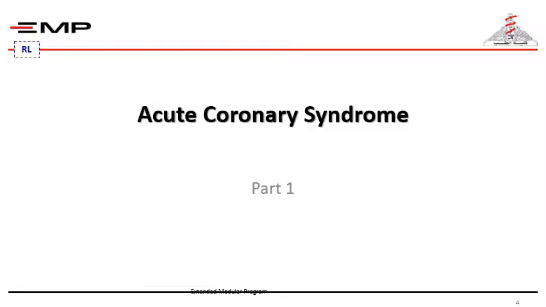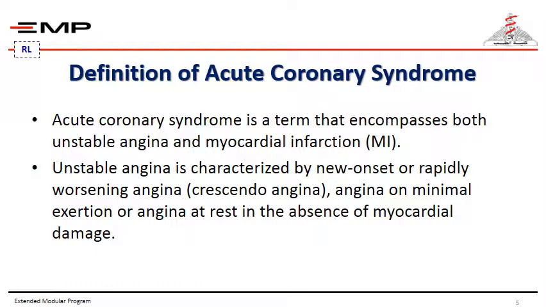Acute coronary syndrome, Part 1. Definition of acute coronary syndrome. Acute coronary syndrome is a term that encompasses both unstable angina and myocardial infarction.